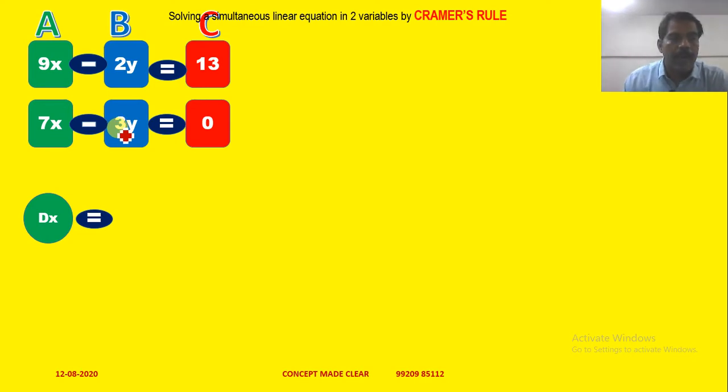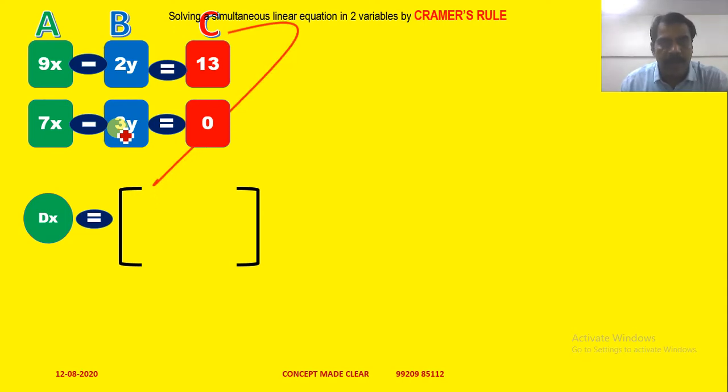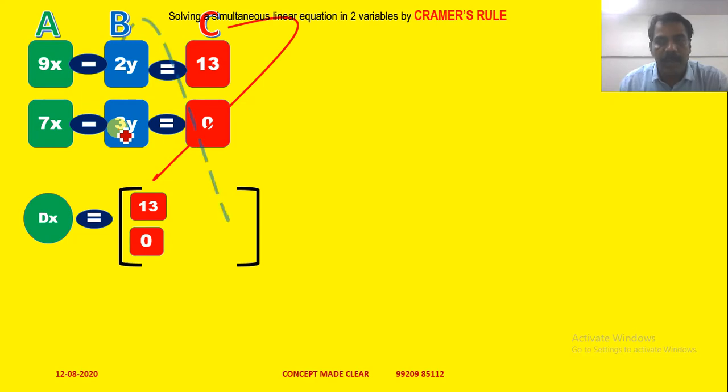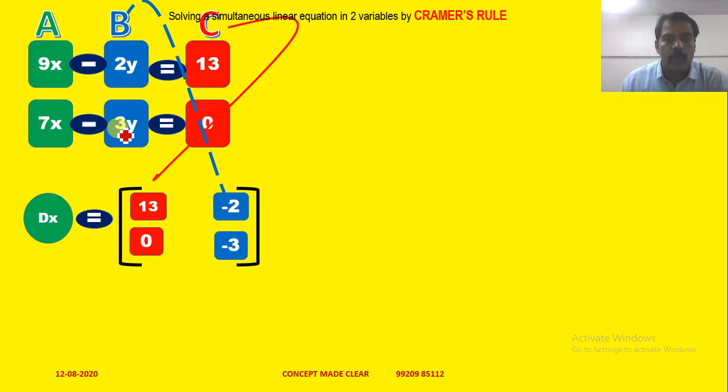So let us see how to calculate dx. If you want to find the value of dx, we have to find the determinant of dx. In order to find the determinant of x, we'll jump in an alternate way. First we'll consider the values of column C, so we'll write 13 and 0, and then we'll consider the values of column B, that is the coefficients of y, minus 2 and minus 3. So we'll write minus 2 and minus 3.